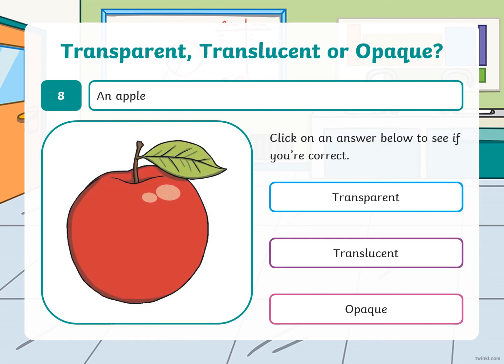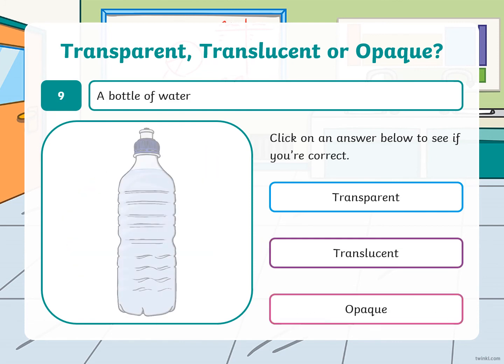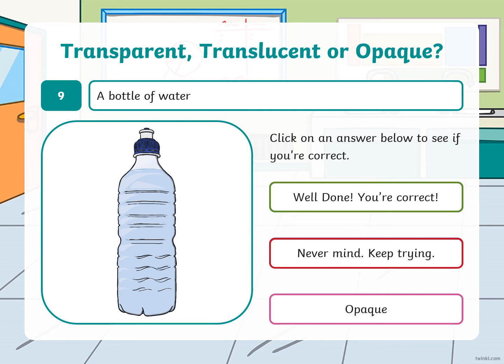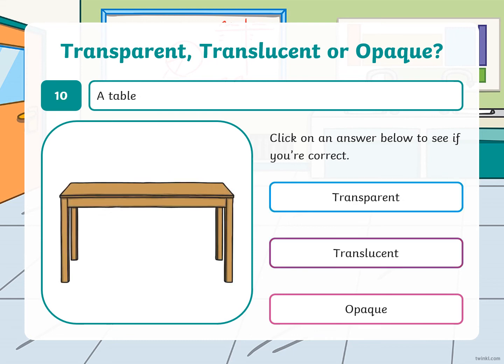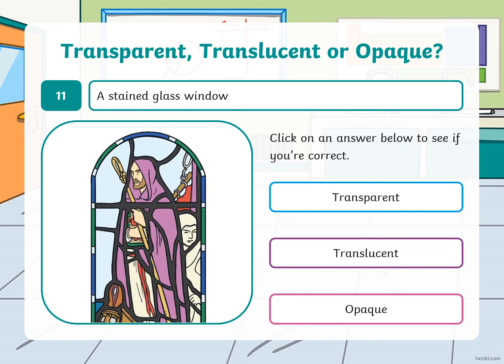An apple. Yeah. A bottle of water. Ooh. Yeah, transparent. Now if light was to travel through the water, it would change speed, so it would still be refracted, but it does let all the light through. So don't be fooled. Table. We talked about this. Stained glass window. Yeah, so a stained glass window has got to be translucent because it still lets light in, and if you've ever been to a church, it looks beautiful with all the colours when the sun's shining through it.